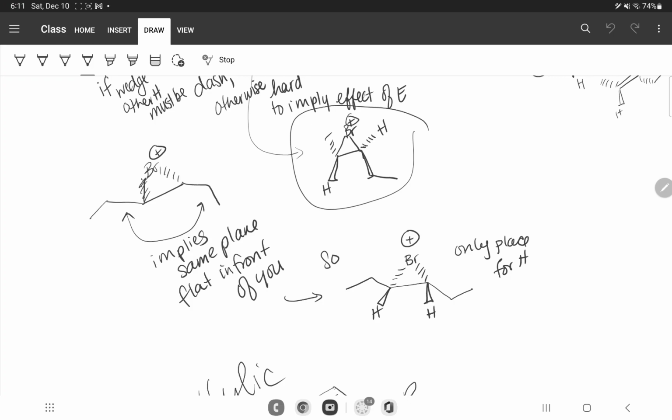That means if I drew the ethyl and methyl, in this case I had two ethyls, if I just drew them the way that I have here, you're implying that the two hydrogens are on the same side. That is a problem. So it just turns out it doesn't work.